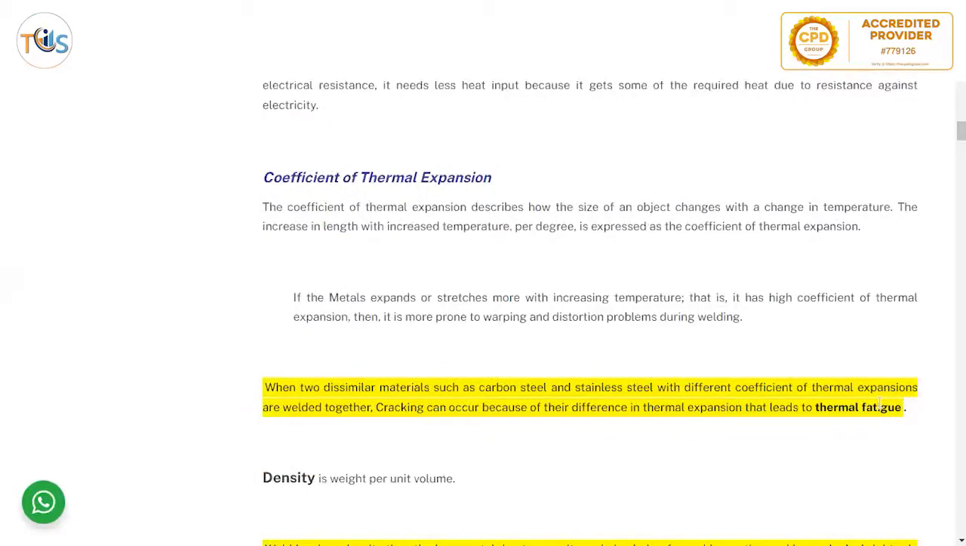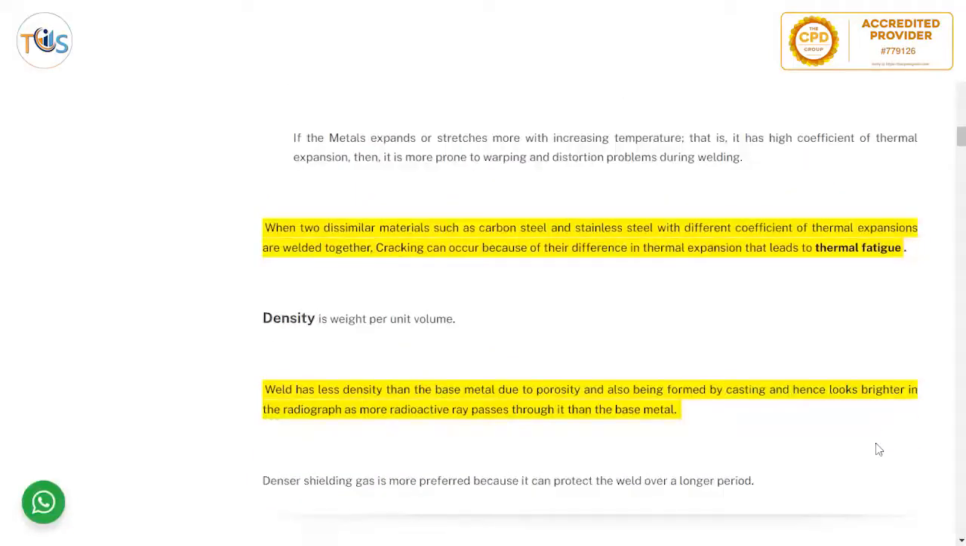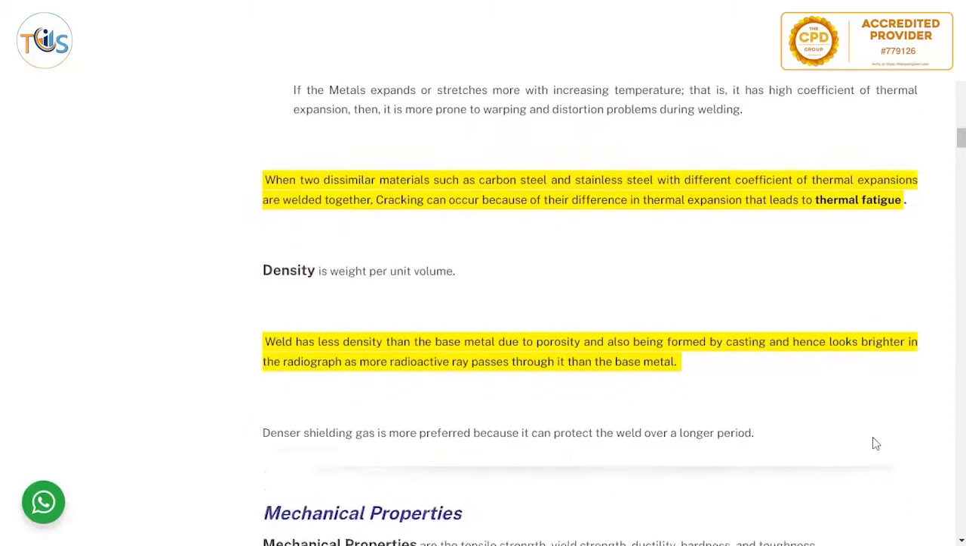The coefficient of thermal expansion describes how the size of an object changes with a change in temperature. The increase in length with increased temperature per degree is expressed as the coefficient of thermal expansion. If a metal expands or stretches more with increasing temperature, that is, it has a high coefficient of thermal expansion, then it is more prone to warping and distortion problems during welding. When two dissimilar metals such as carbon steel and stainless steel with different coefficients of thermal expansion are welded together, cracking can occur because of the difference in thermal expansion that leads to thermal fatigue.